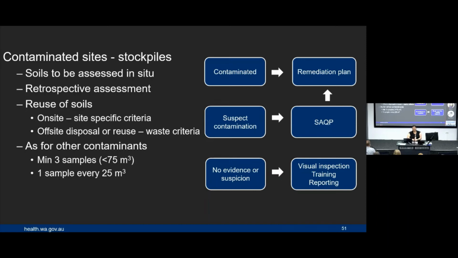Pardon me. We have updated some information on stockpiles. One of the items that came out of the consultation draft was that people wanted us to align with the sampling protocols for other contaminants in stockpiles. So we've done that. So the number of samples that you take for stockpiles has changed. You need to take a minimum of 3 samples for anything less than 75 cubic metres, and then 1 sample for every 25 cubic metres more.